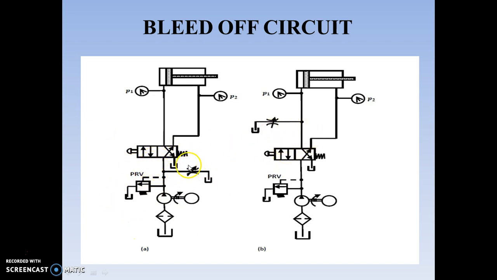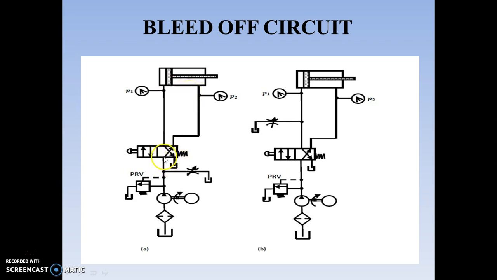Now in circuit 1 we are placing the flow control valve before the direction control valve. That means it will be controlling both the positions. Whether it is the left hand position or the right hand position, the circuit will act for both the positions. That means extra liquid is drained off before reaching the actuator. So actuator is the unit where we are getting the output work.